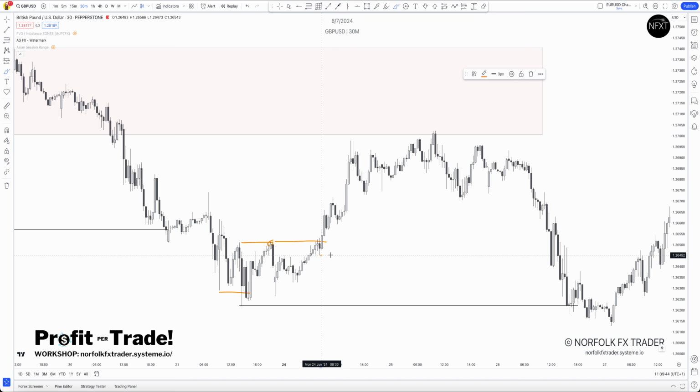We have a new fractal low here. We then continue to push higher, a new fractal low, continue higher. We then have a new fractal low. And then finally, we have another push through here, and we have a new fractal low. Now, at this point, we can see we have a fractal reversal.